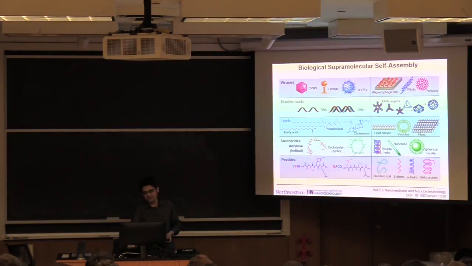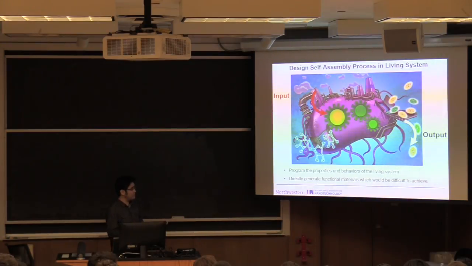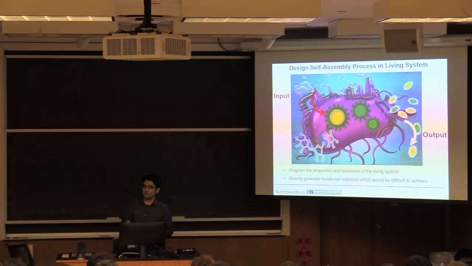So scientists are starting to think about whether it is possible for us to design the whole self-assembly process inside living systems. The idea generated from synthetic biology is very simple. If we can program the translation or transcription process as an input, we can possibly get the output, such as tuning or programming the properties and behaviors of the living system, both inside and on the surface, or we can directly generate some functional materials, which would be very difficult to make through traditional biological or chemical processes. So is it possible to do these things?